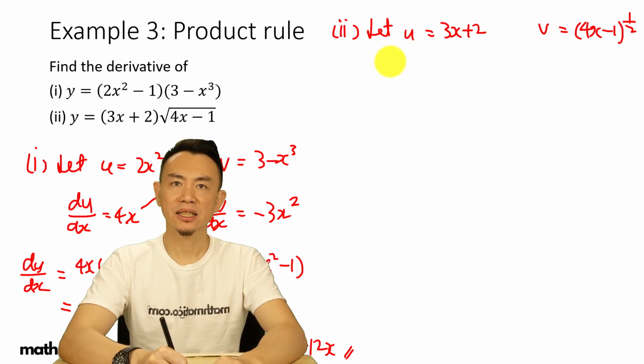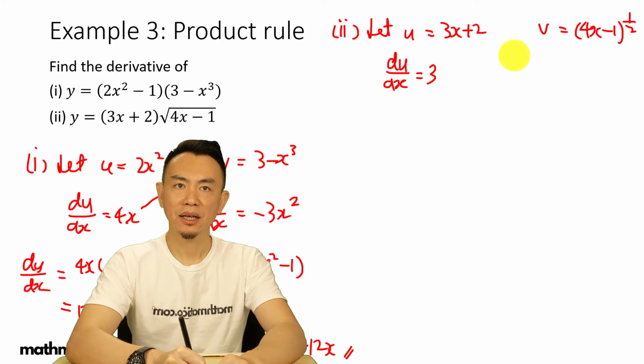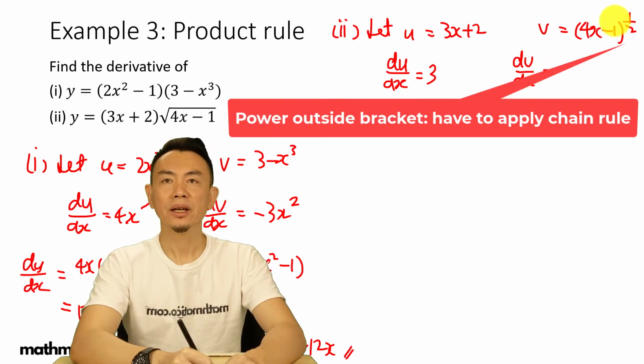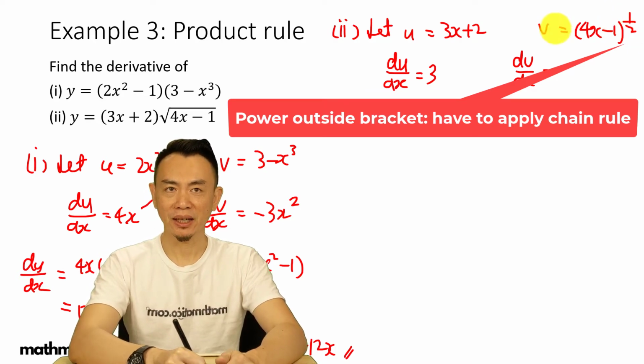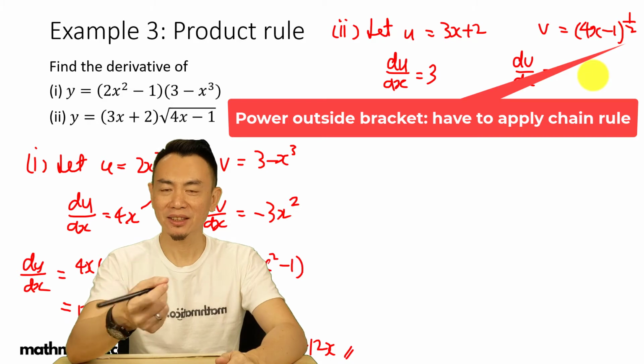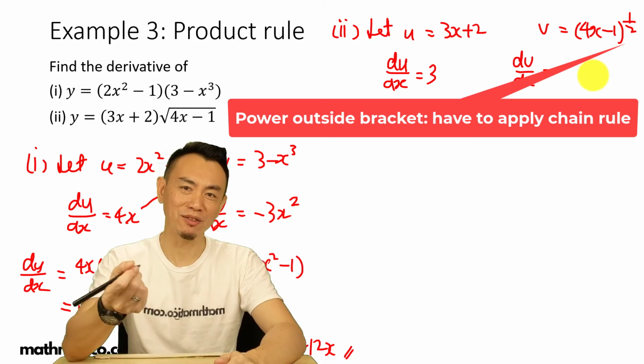Now, du dx is pretty straightforward. You just get a 3. But for dv dx, we will have to apply chain rule here because there's a power half outside the bracket. Okay, if you haven't learned about chain rule, please watch my video on chain rule.